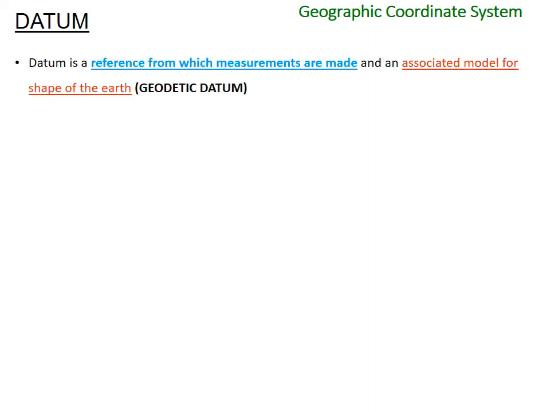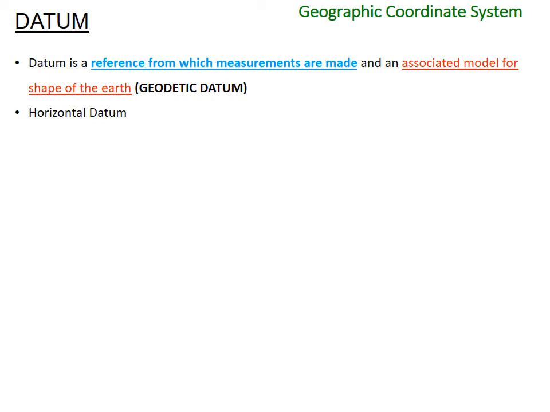The next very important concept that we try to understand here is the datum. A datum is a reference from which the measurements are made. In surveying and geodesy, a datum is a reference point on the Earth's surface against which position measurements are made, and an associated model of the shape of the Earth for computing positions. So this is called geodetic datum.